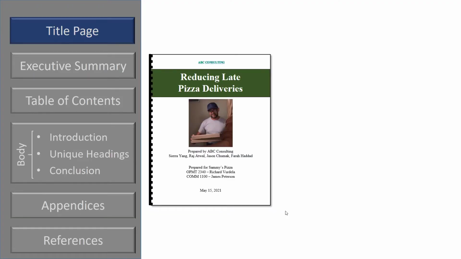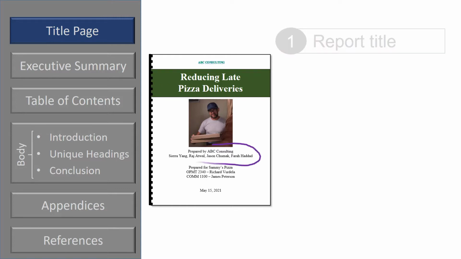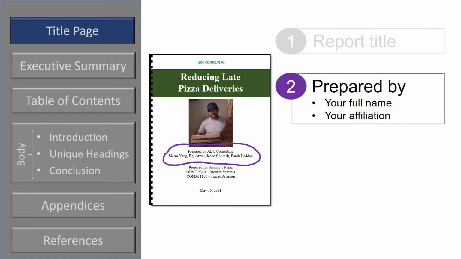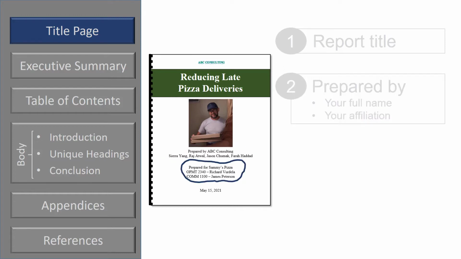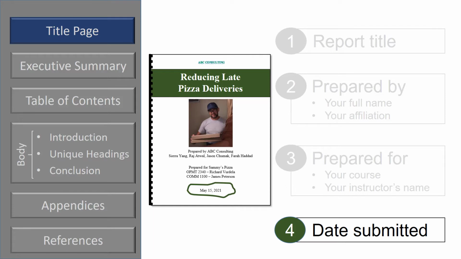So now let's take a look at each of these sections in a bit more detail. This is the title page. First, you should have a report title that accurately describes the objective of your project. Next, you should show who the report was prepared by. List the full names and affiliation of all team members. In a real business report, this would often include contact information. Next, show who the report was prepared for. At BCIT, this will include your course name and instructors' names. In a real business report, this would include the name of your client's company. Finally, always include the date that the report was submitted.